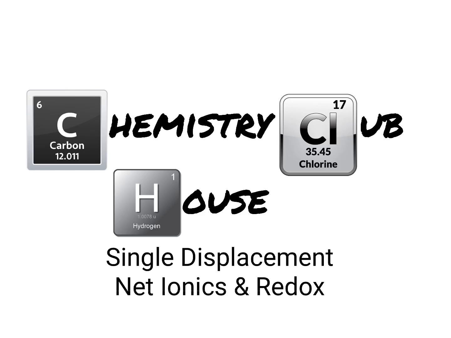Today we're going to talk about a type of reaction, in this case single displacement reactions, and then we're going to look at taking that single displacement and making a net ionic out of it, and then seeing what is actually reduced and what's oxidized, so a redox reaction. So there's a lot that's going on in a single equation. So let's get started.